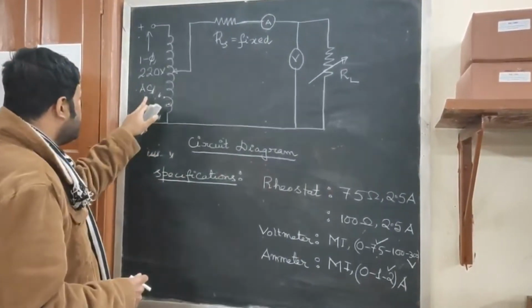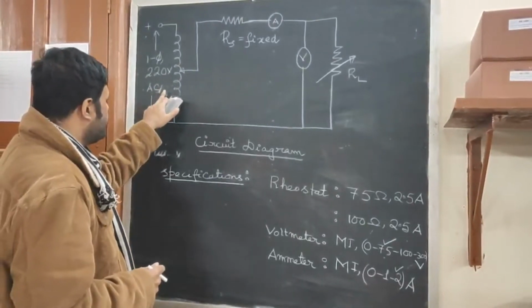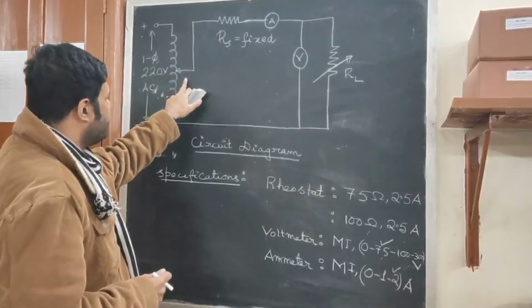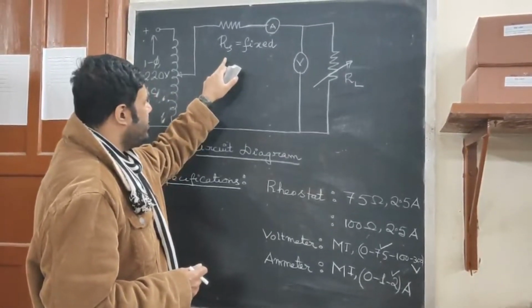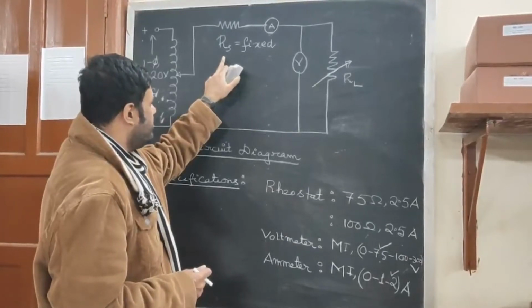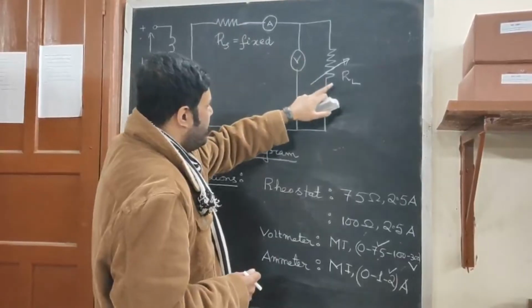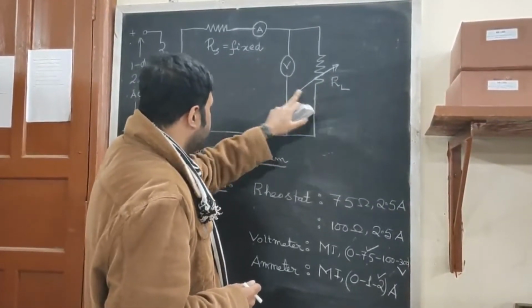It comprises an AC voltage source, a single phase 220 volt AC source. Then we have a variac, the output of which goes to a fixed resistor, and this resistor will act as a fixed resistance on the source side. Then we connect it through an ammeter, and then we have a variable load on the other side.